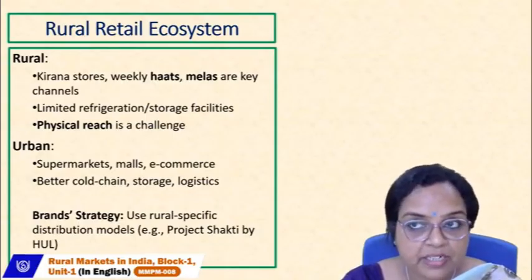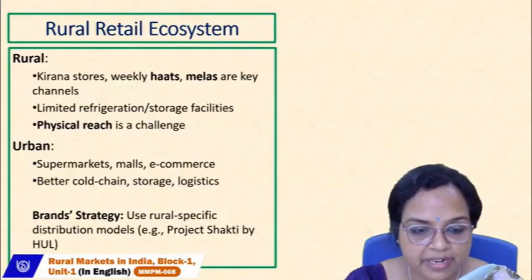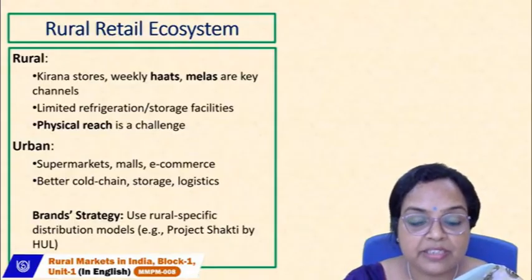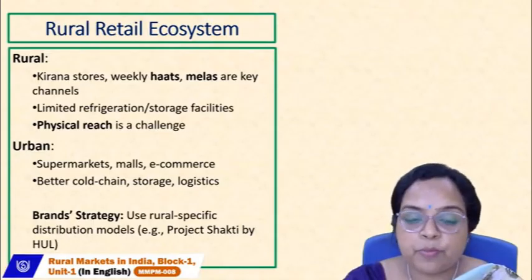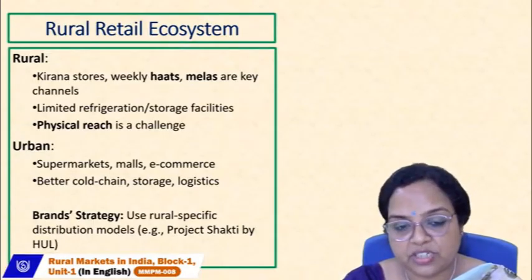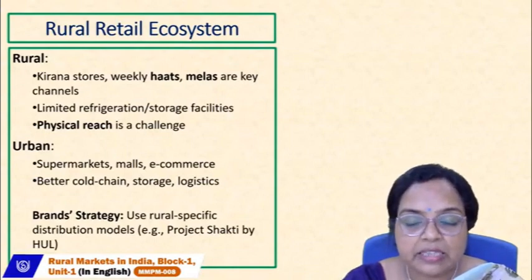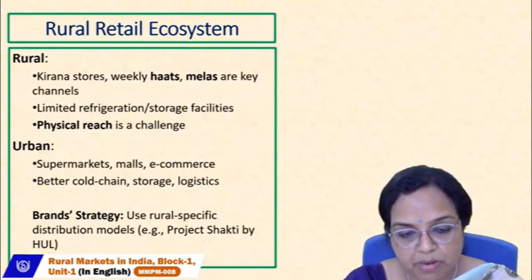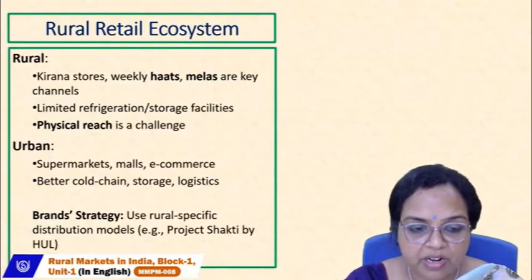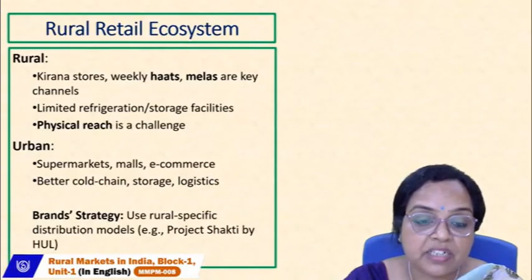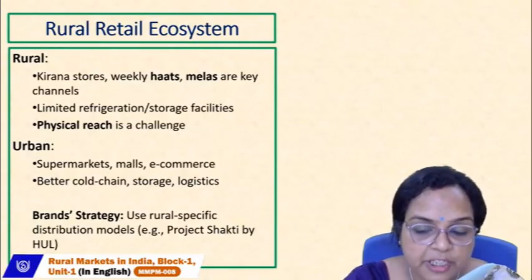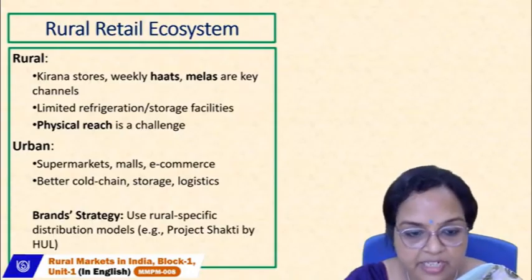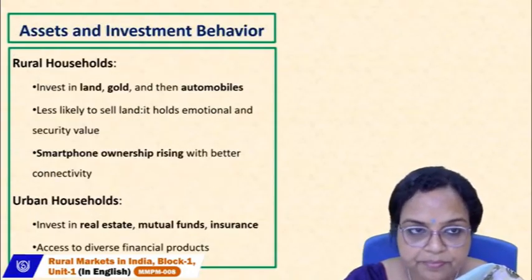So when a marketer wants to enter the rural belt, the brand strategy needs a rural-specific distribution model. Suppose Hindustan Unilever, HUL, has a project known as Project Shakti, where they empowered women to buy more product and sell the product in their local community. That is the distribution channel HUL has adopted, and it was a hit for HUL.